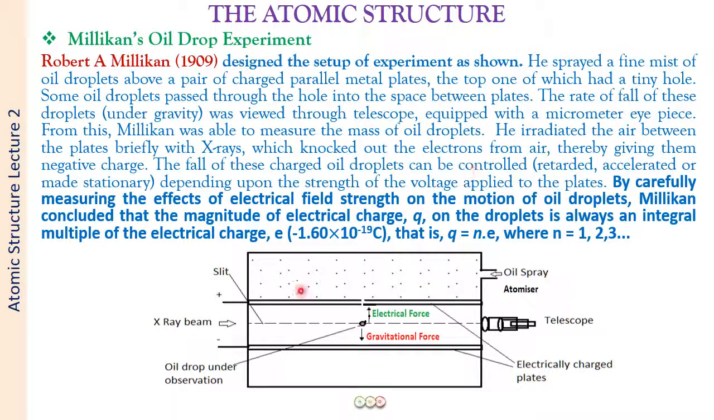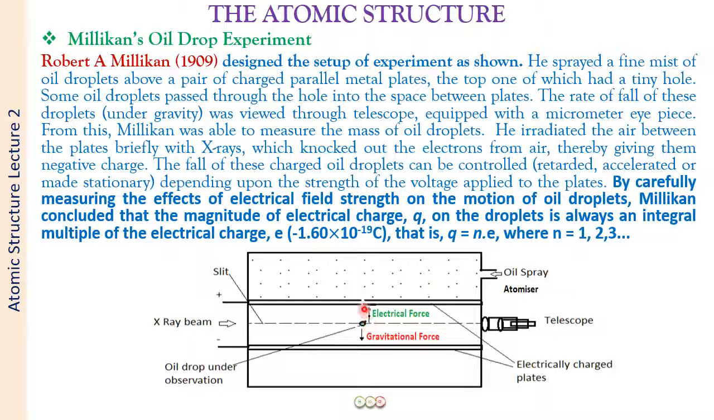Then he irradiated the space between the plates briefly with X-rays, which knocked out the electrons from the air, thereby giving them a negative charge. These electrons were picked up by the oil droplets. The oil droplets became charged, and now the fall of these charged oil drops he controlled by applying a suitable electrical voltage. Hence he controlled the movement. He could retard the oil droplet's fall, he could accelerate the fall, and even make the oil droplet stationary.